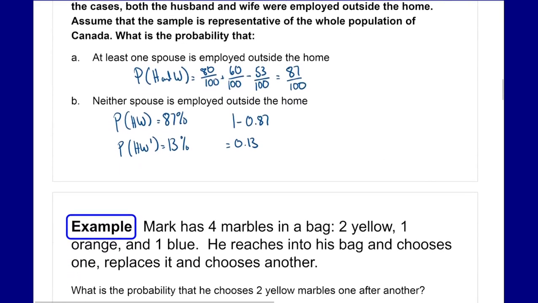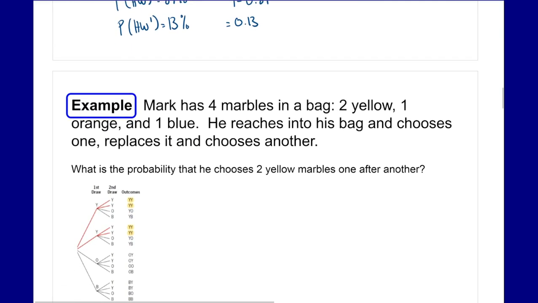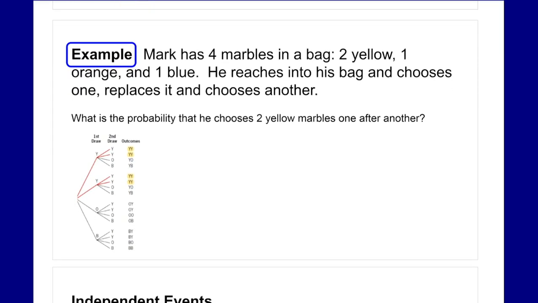So in this lesson, we're moving on to independent and dependent events. This is going to look like slightly different scenarios, so to speak. For example, Mark has 4 marbles in a bag: 2 yellow, 1 orange, and 1 blue. He reaches into the bag and chooses one, replaces it, and chooses another. What is the probability that he chooses 2 yellow marbles, one after another? If we look at this scenario, the first draw, he gets a yellow. The second draw, he also gets a yellow.